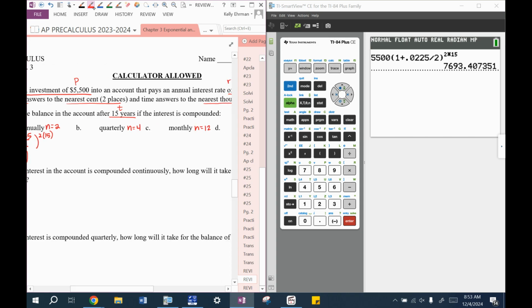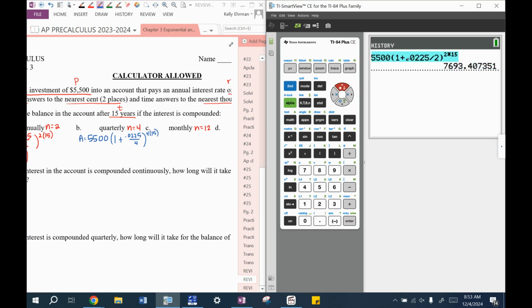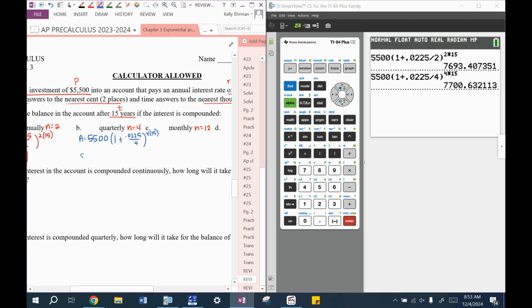All right. Now the second one, all we're changing is quarterly. So the balance is still 5,500 times 1 plus r, now it's over 4 to the 4 times 15. And you can just either press second enter or get this line again, change the 2 to a 4 in both places. And now we're at $7,700.63. Make sure you label with a dollar sign.